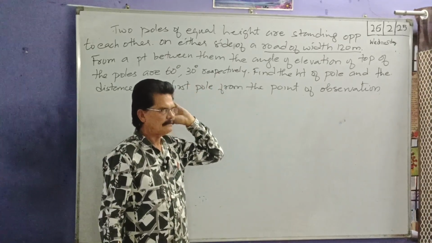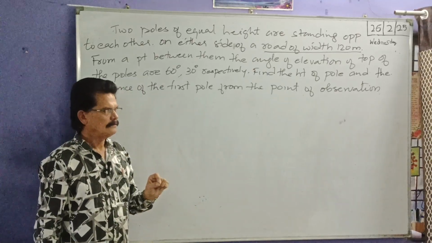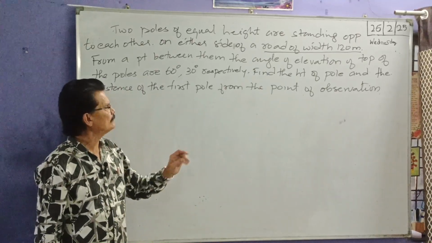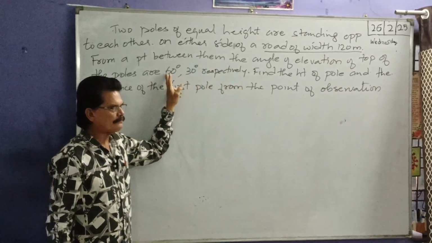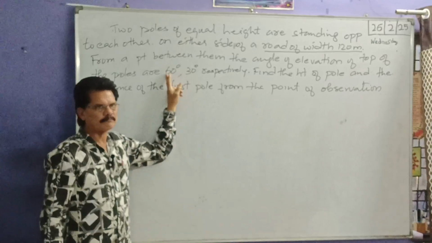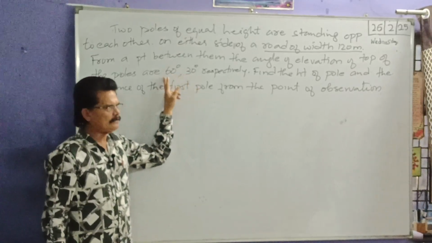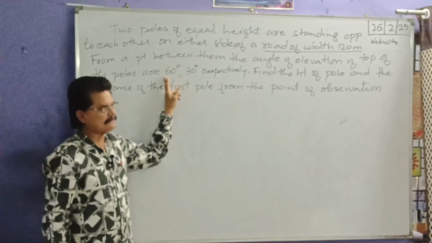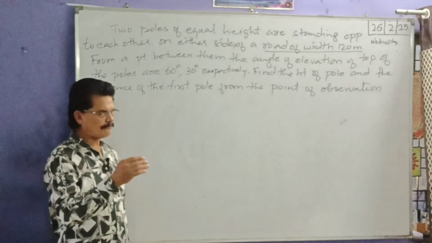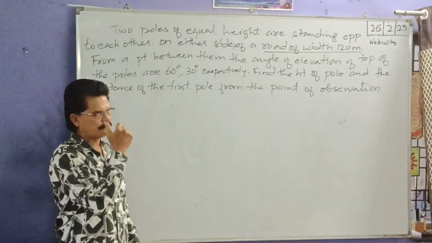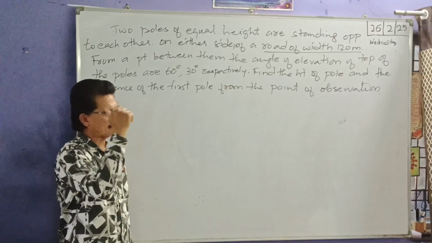Okay? And is that point exactly in the middle? No. Why is it not exactly in the middle? Because the angles of elevation are not the same. It is 60 degrees and 30 degrees. First pole angle of elevation is 60 degrees. It means the point of observation is nearer the first pole. It is a little bit far away from the second pole.